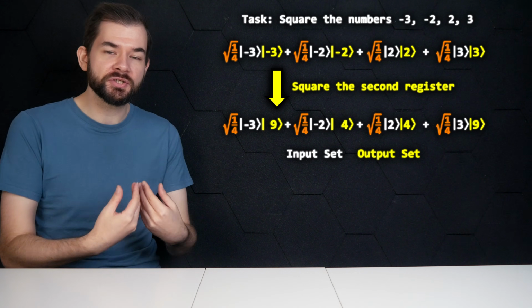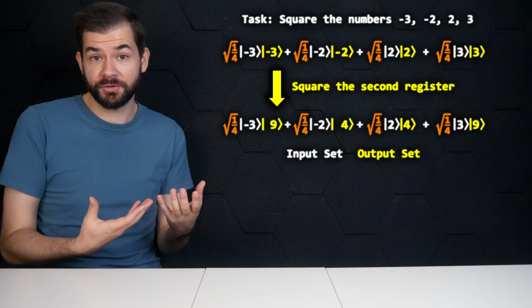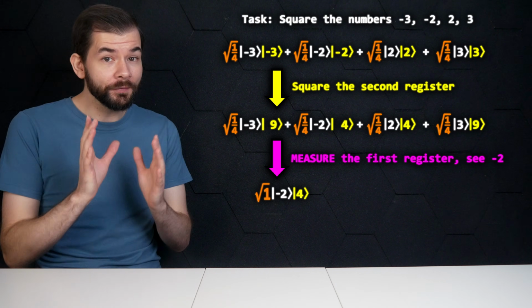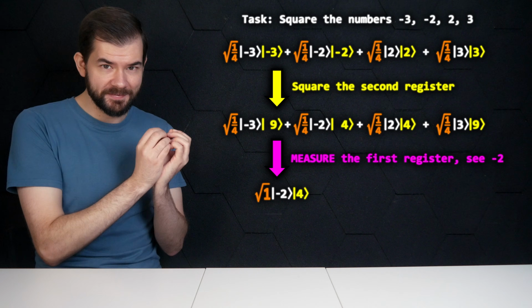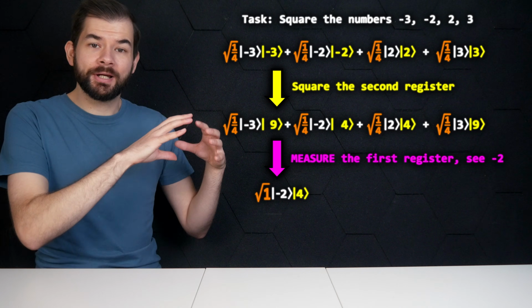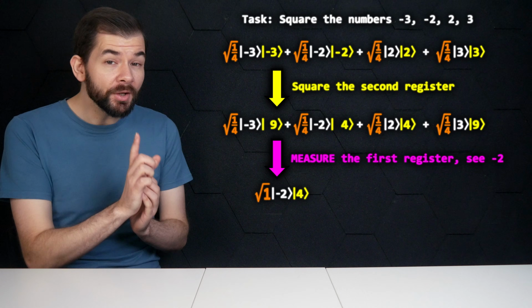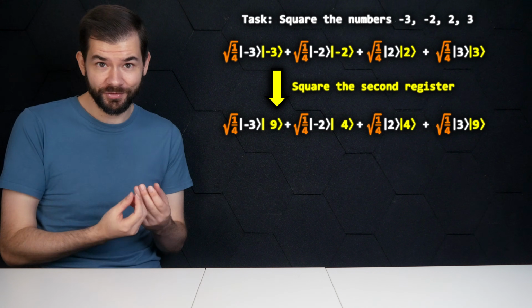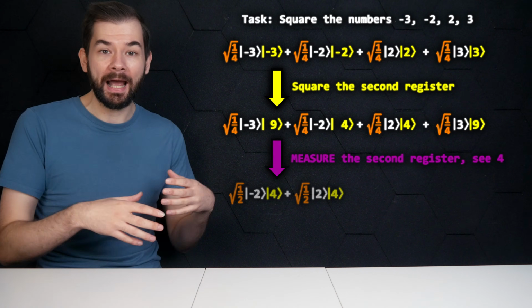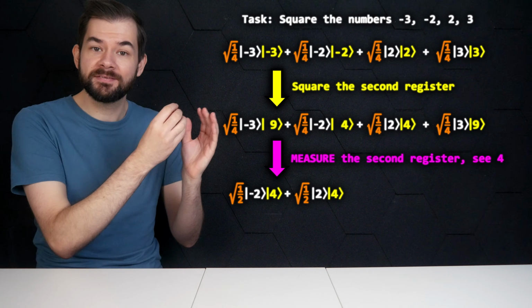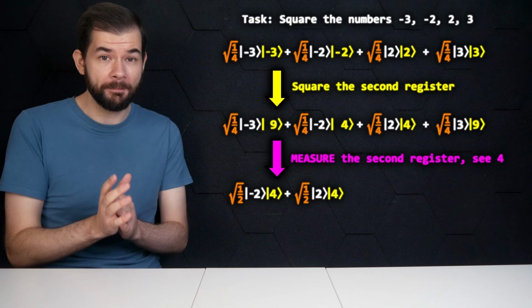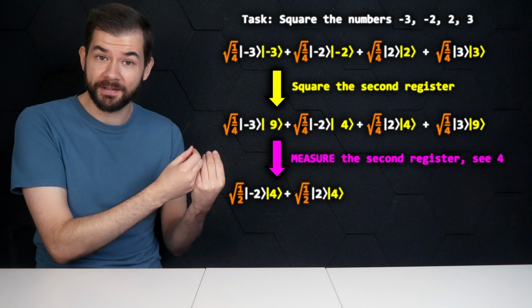If I choose to measure the input set, there are 4 options, all with probability a quarter. Once I make the measurement, all the qubits are locked in this state. We say that the system collapses into this. But if I chose to measure the output register, there were 2 options, each with probability a half. After measurement, the qubits collapse into this state, where I have a 50-50 chance of measuring either of the inputs that gave the observed output.